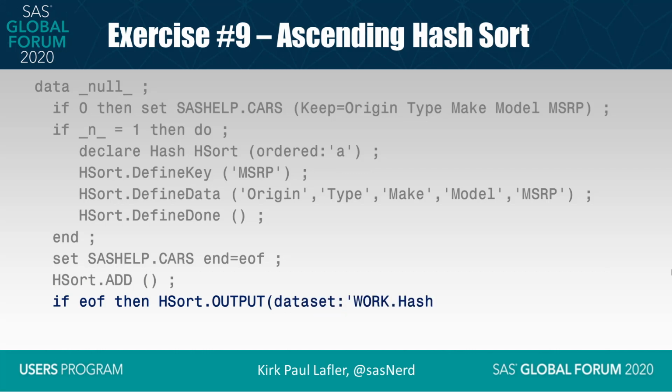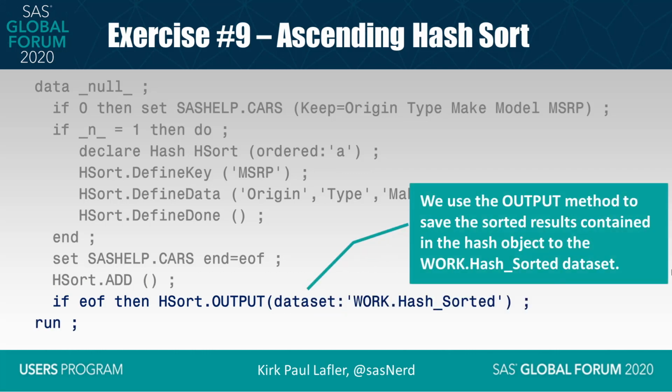We're going to use this add method basically to add data to the hash object. And when we're processing the last record, the end of file, if EOF, then using the output method, we want to write the results to a data set that we assign. In our case, we're going to call it WORK.HASHSORTED.